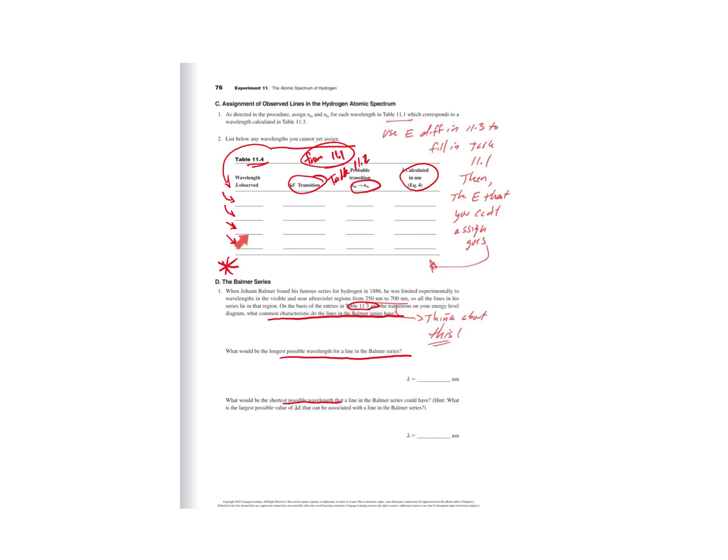These two sets of numbers should be almost exactly the same. So if they're not even close to each other, then you did something wrong. And then after that, you're going to do part D, which is the Balmer series. You're going to try to figure out what characteristics the Balmer series have in common. Then you're going to determine the longest possible wavelength and the shortest possible wavelength in the Balmer series.